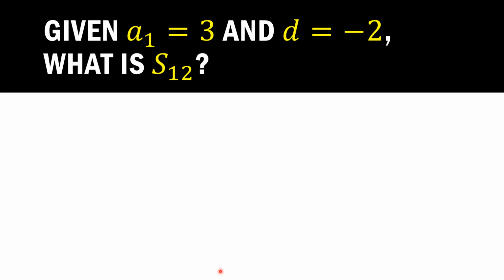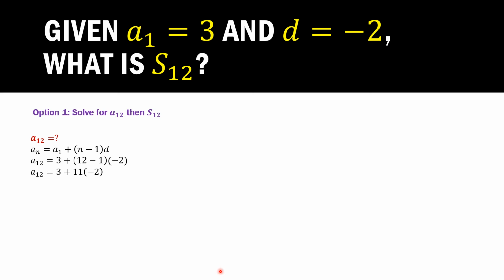There are two options. Option 1 would be to solve for a sub 12, then the sum of 12. Solving a sub 12, or the 12th term, we use the general term of an arithmetic sequence, which is a sub n is equal to a sub 1 plus n minus 1 times d. Giving the input, 3 is the first term, 12 is the term that we're working on, and the common difference. Solving that, we have 3 plus 11 times negative 2. We have 3 minus 22, and a sub 12 is equal to negative 19.